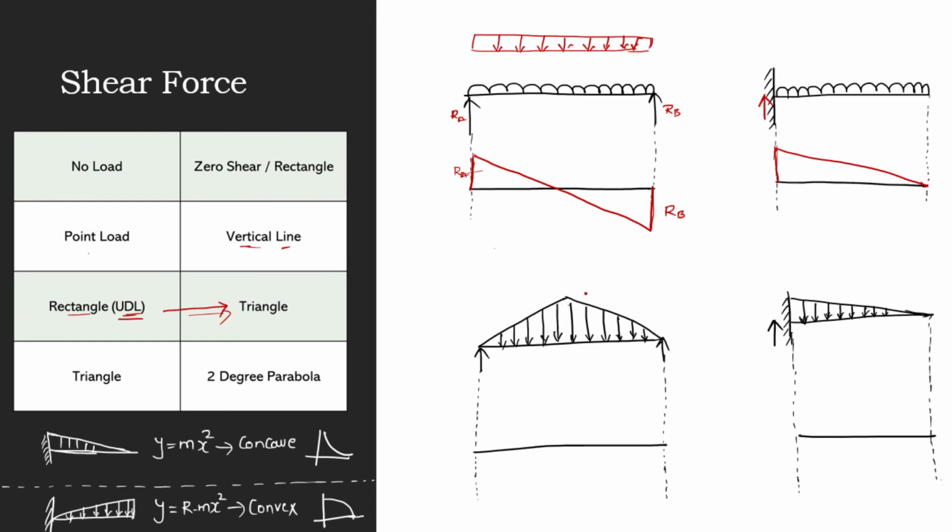Next, triangular load. Now in the loading condition there is a triangle. So again, this is the loading, this is the shear force diagram. If you have a falling triangle in your loading condition, you see from here to this part it is an increasing triangle, and this is the decreasing triangle. Remember that. If there is a triangle in the loading condition, you will have a 2-degree parabola.